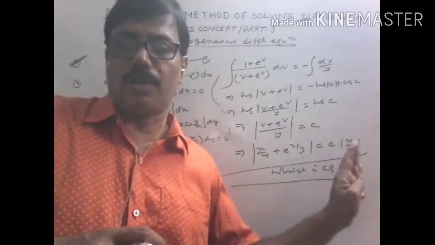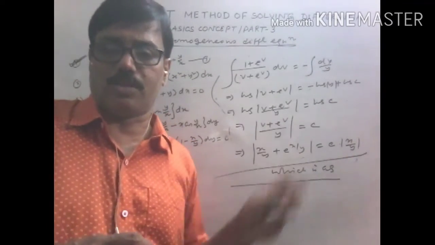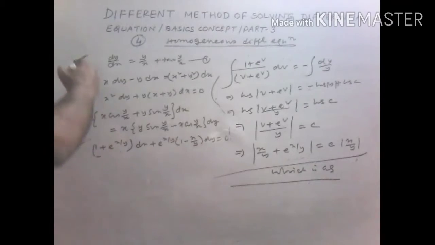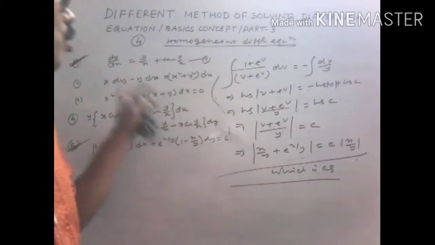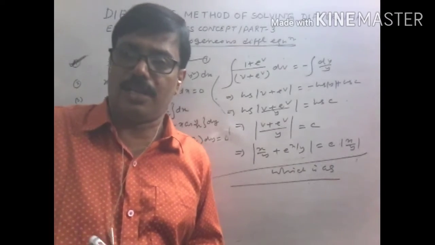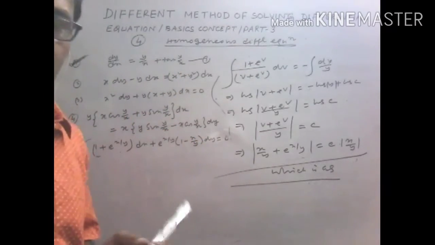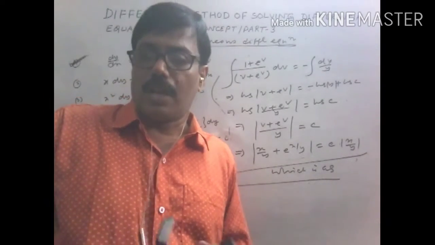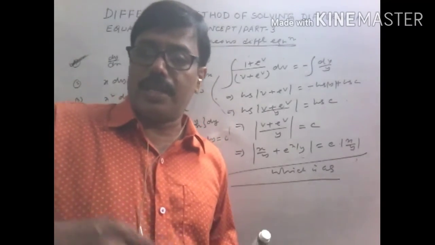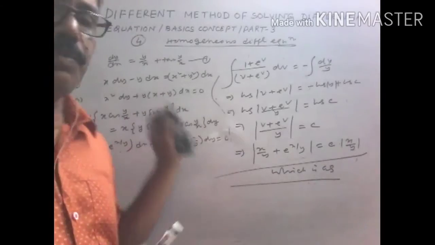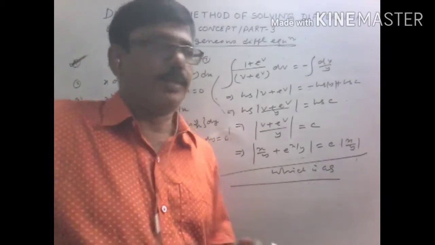We have already stated you can omit the logarithm and the modular sign also. So this is the method of solving homogeneous differential equation. Today I am solving only basic problems. In the next class I will solve typical types of problems.